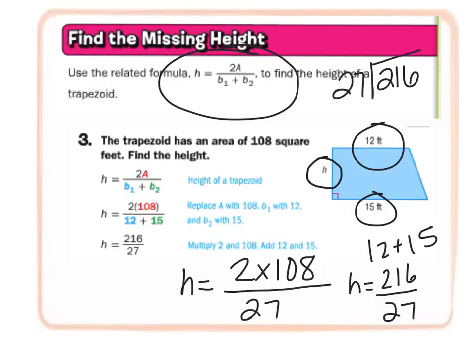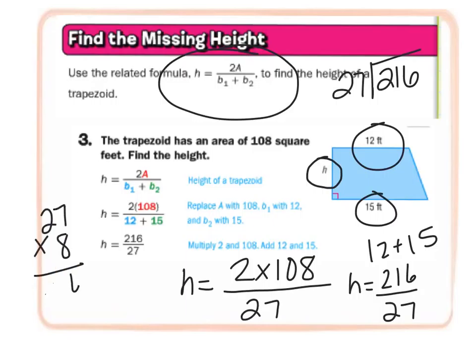I can't put 27 into 216, so I'm going to think 20 times 5 is 100. And I know 27 times 10 would be 270. Let's do 27 times 7. 9, carry 4, 7 times 2 is 14. 189, okay, that's, I think, too low. Let's try 27 times 8.